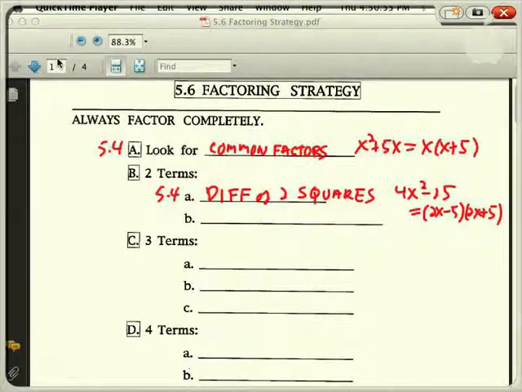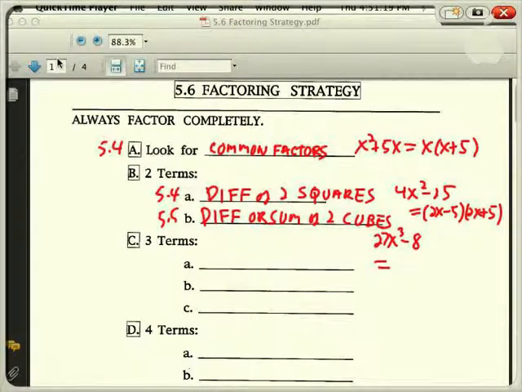Look at 5.4. The next would be the difference or sum of two cubes. So those two formulas you will have to know by heart. You'll find that in 5.5. An example of the cubes thing, 27x cubed minus 8. That would be 3x minus 2 times 9x squared plus 6x plus 4.